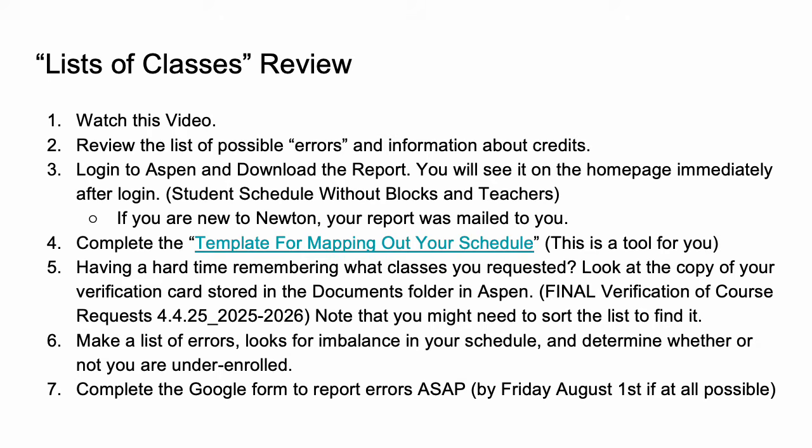You're going to make a list of errors, look for any imbalance in your schedule, and determine whether or not you are under-enrolled. And then lastly, complete the Google form to report any errors as soon as possible, but definitely by Friday, August 1st.